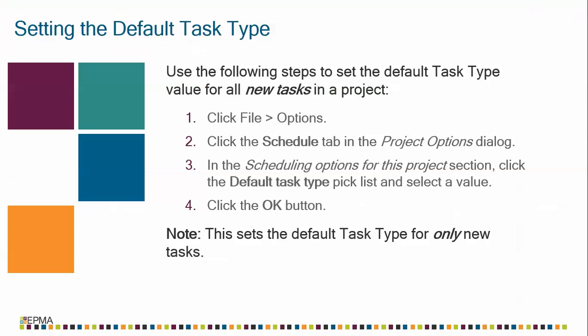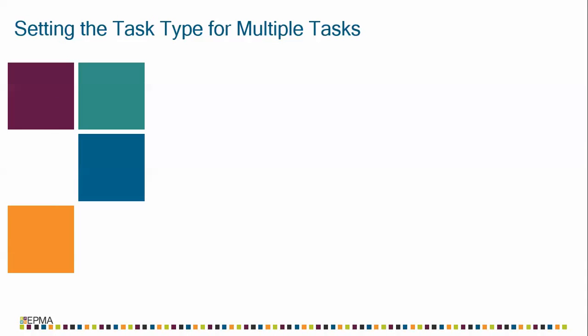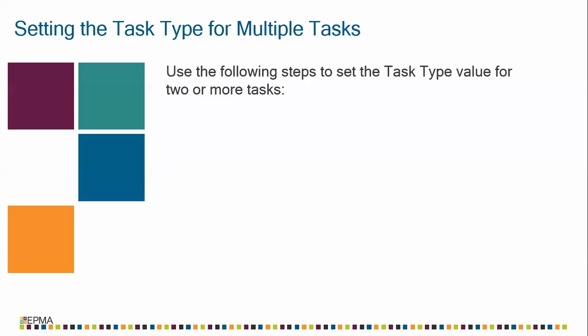Let's go back to our presentation. Now that you know how to set the default task type, maybe you'd also like to know, how can I change the task type for multiple tasks, including maybe every task in a project? Here's the method that you'll use to set the task type value for 2 or more tasks.